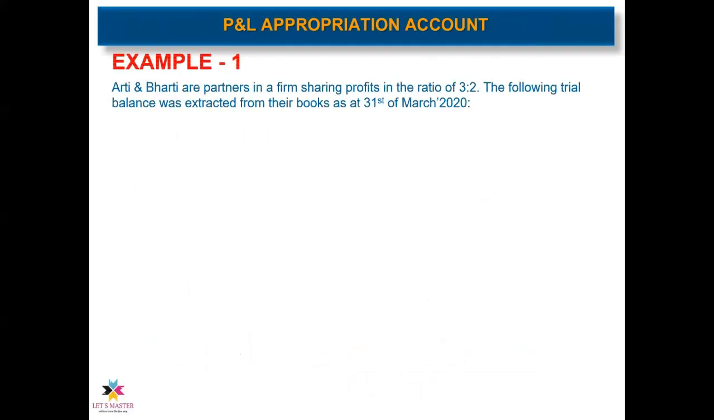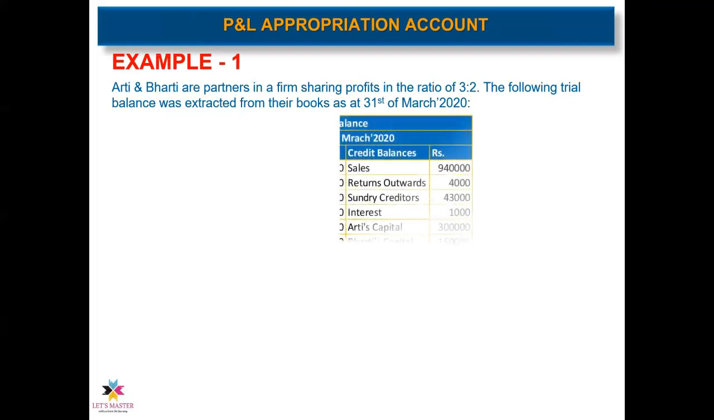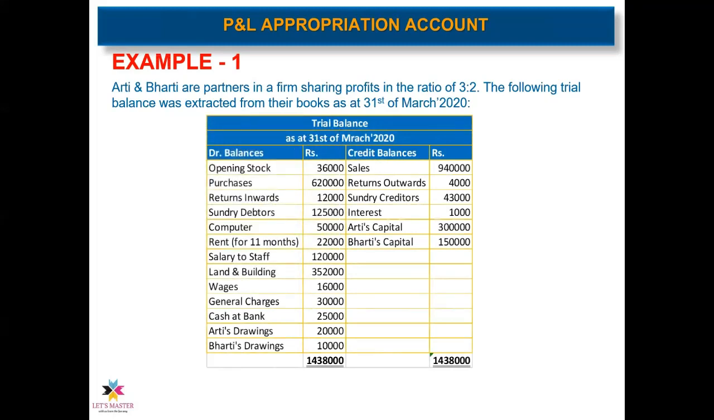Now, if we have a look at another question in which we need to prepare the profit and loss appropriation account. Aarti and Bharti are two partners in the firm sharing profit and losses in the ratio of 3:2. The following trial balance was extracted from the books as at 31st of March 2020. So this is the trial balance of the partnership firm for Aarti and Bharti.